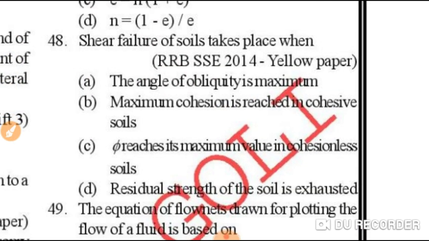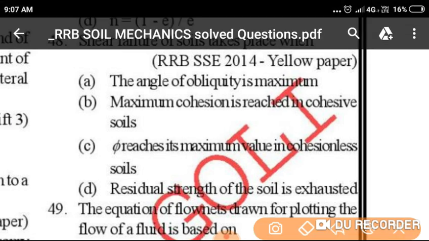Shear failure of soil takes place when: option A, the angle of obliquity is maximum; option B, maximum cohesion is reached in cohesive soils; option C, phi reaches its maximum value in cohesionless soils; option D, residual strength of the soil is exhausted. So shear failure of a soil takes place when the angle of obliquity is maximum.